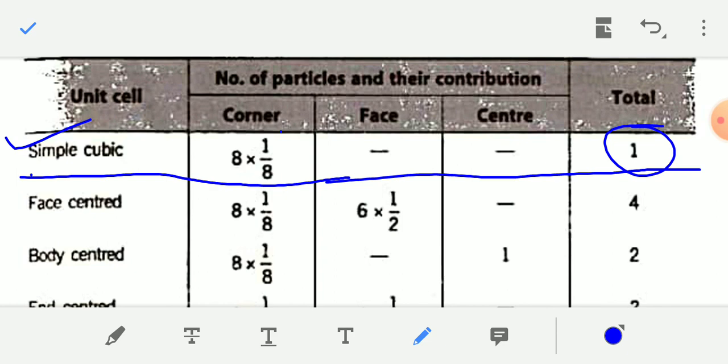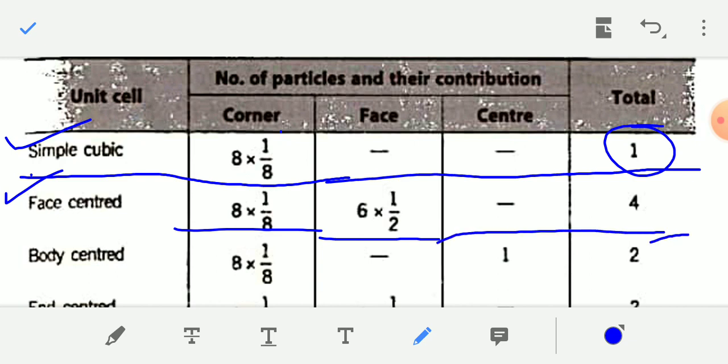Okay, in case of face centered unit cell, you know that particles are present at 8 corners, so the contribution from corners is 8 into 1 by 8. And in face centered unit cell, there are 6 particles at the midpoint of 6 faces, and the contribution of each face particle is half, so 6 into half, that is 3. So on average, a total of 4 particles are present in face centered unit cell.